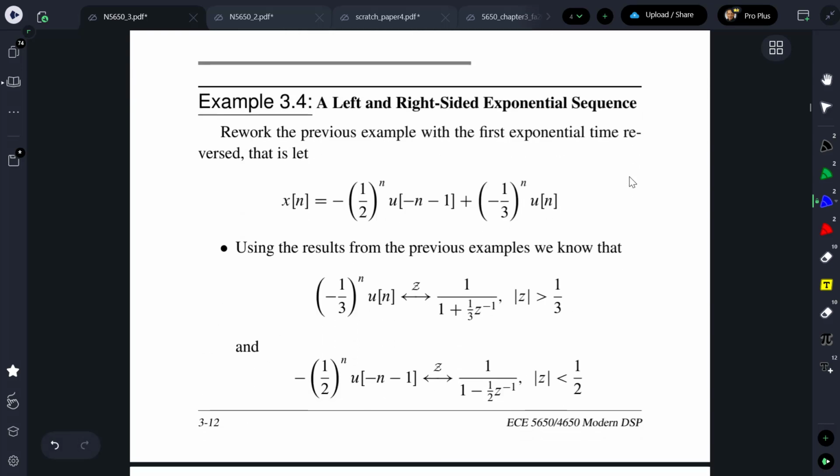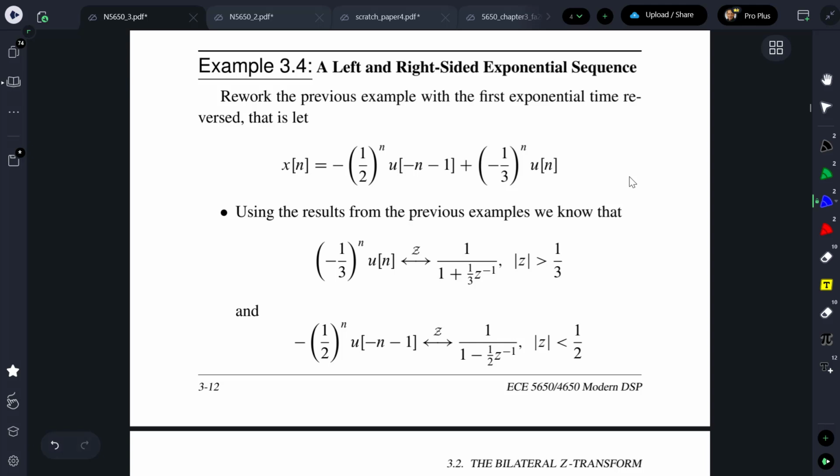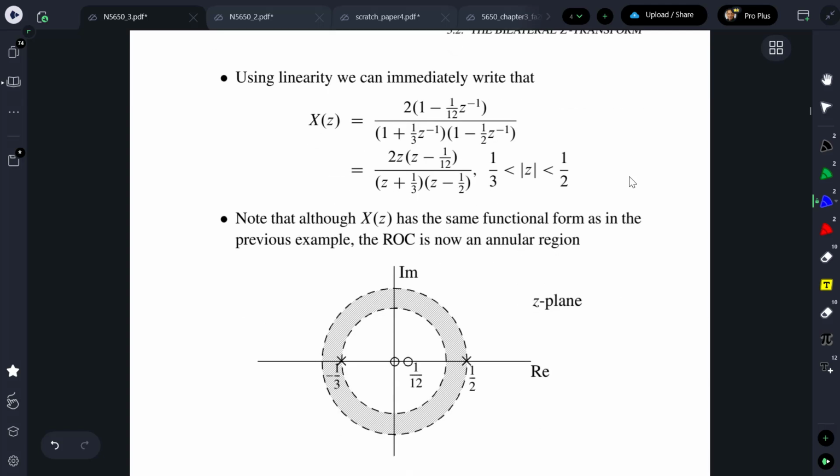We could take the same example and make one of those sequences run from the left side, and then the Z transform would be the same form, 1 over 1 plus 1/3 z to the minus 1, but now the region of convergence will be the interior. So if I was to redraw that picture, now we have the annular region where we have the same X of z, but the region of convergence now is the annular region, because that is the intersection of the two regions of convergence.